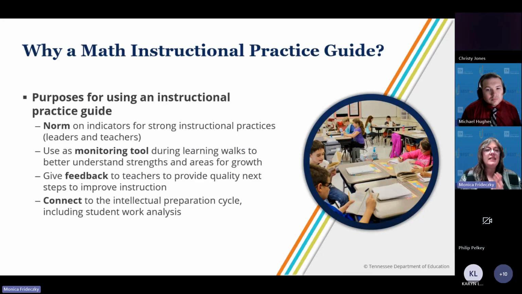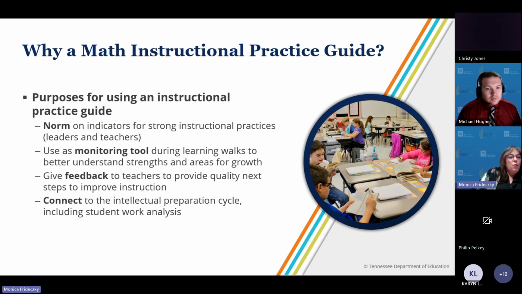So let's look at what is the purpose for using the math IPG? I know Michael has in a prior email attached the math IPG. If you'd like to hunt that down, locate it, and print it off, you may want to use that to take notes. I've also just put it as a link in the chat too. Perfect. So everybody has that. Perfect. Thank you.